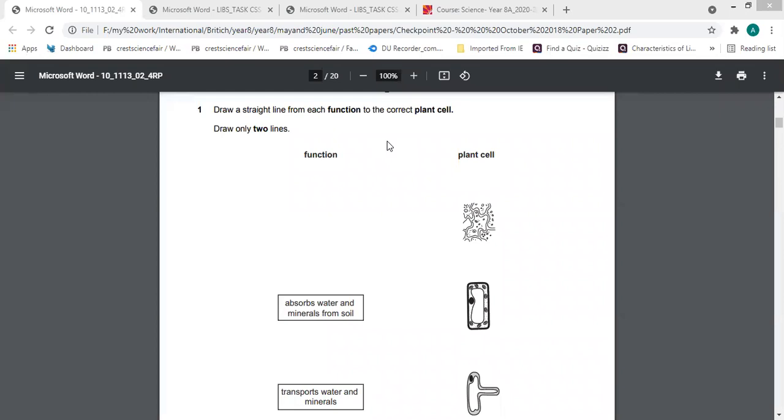Absorbs water and minerals from the soil. Is the root hair cell. Wait, okay. Just 6 during the session. Okay. Let's start with the first question.